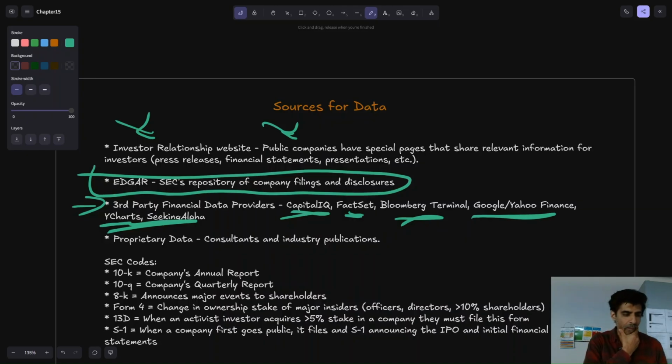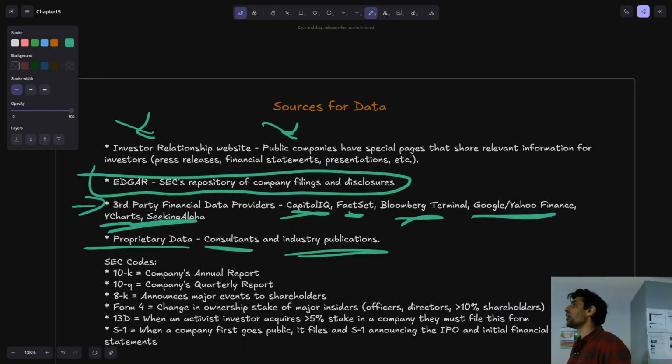And then there's proprietary data. This is consultants or industry publications. These are usually also very expensive. You have to have a subscription, and it's very useful information. Like the pricing of certain commodities. If you wanted to know the price of, I don't know, some rare earth metals quarter to quarter, that's not available to the general public, but it's going to be in some industry publication. There's someone tracking it and then selling that data.